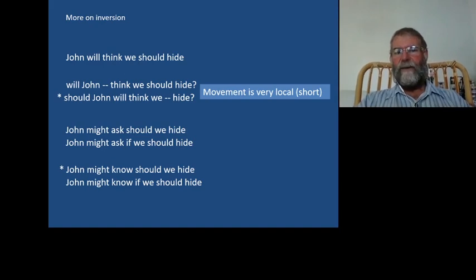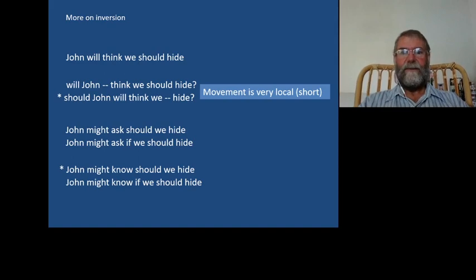And note, with know, you can't get a direct speech complement of it. You can't say John might know, should we hide? Why can't you say that? Well, because that's saying that John knows this sentence, these words in this order, which is a main clause, and that you can't have. You can have, however, John might know if we should hide. So know is a verb that can take an interrogative complement clause, and in particular a yes-no type one. But that has to be formed using an if type sentence, not with an inversion type sentence.